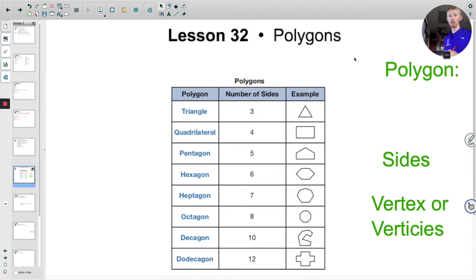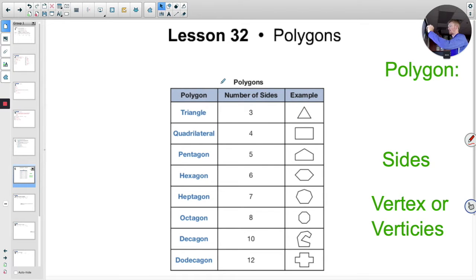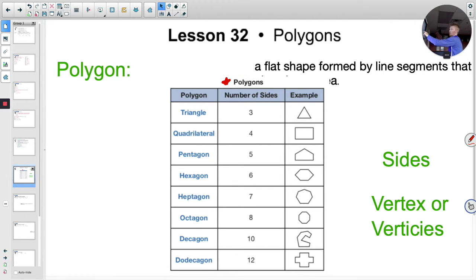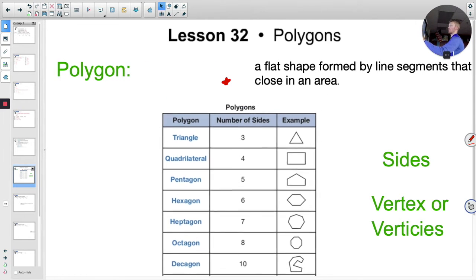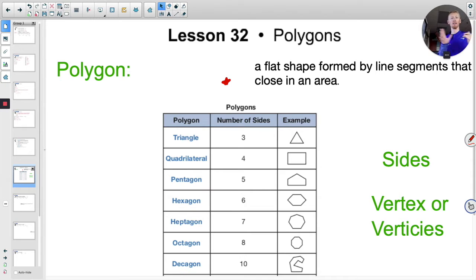All right, fifth grade, lesson 32. I want you to write down all the words that are in green in your math notebook. Okay? Polygons. Here's a chart of a whole bunch of different polygons. So, what is a polygon is the first thing we need. So, write this down. Polygon is a flat shape formed by line segments that close an area.